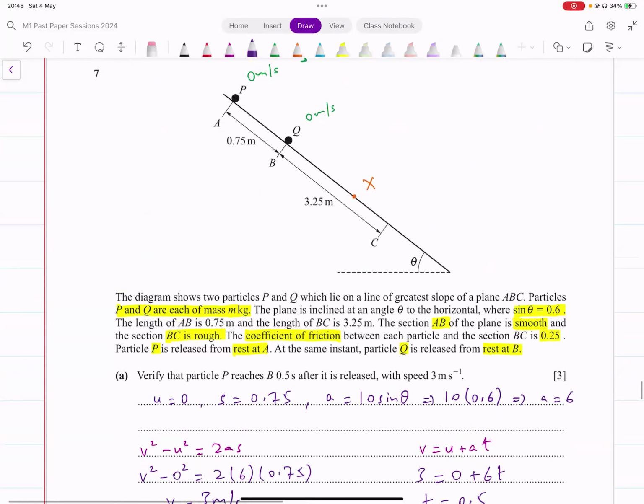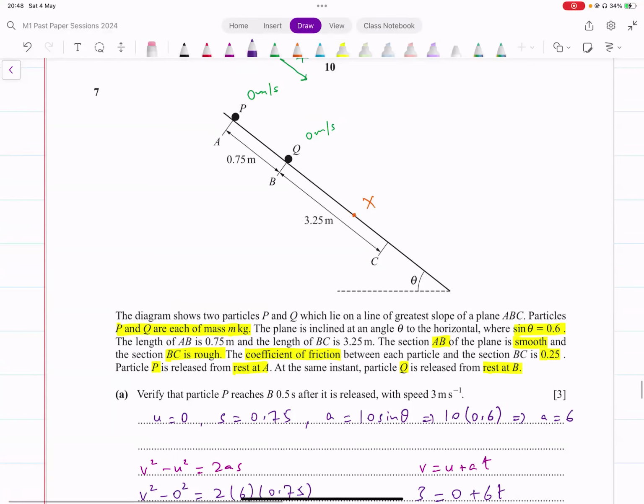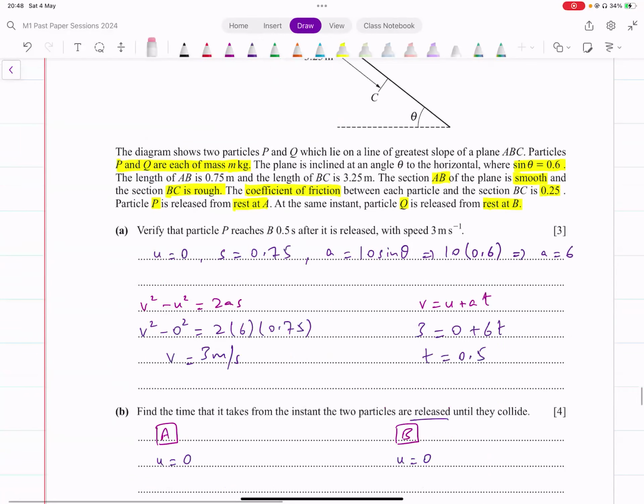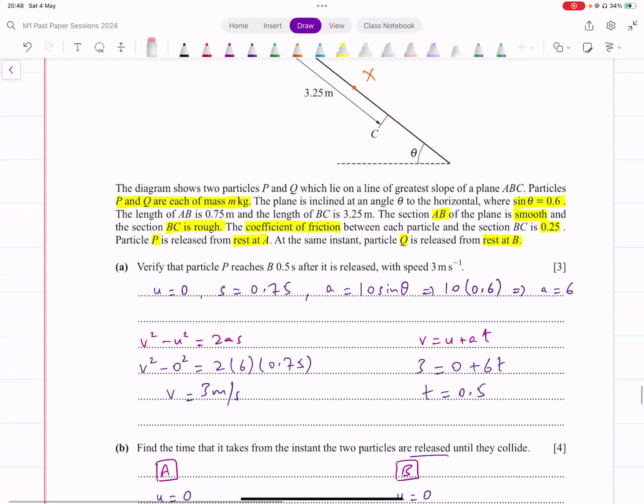The acceleration of P is actually going to be different in the first part and different in the second part. So we will have to break it down into two parts, because until Q it's different and after that it is different. Okay, so we'll have to break it down. We already have some information from the first part.